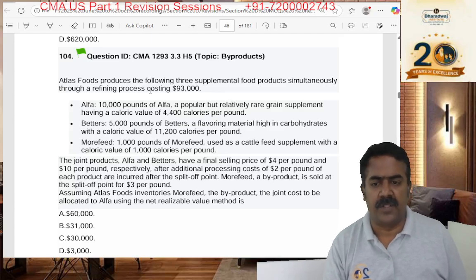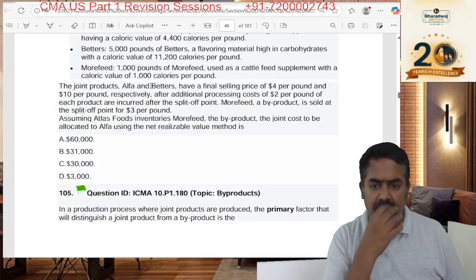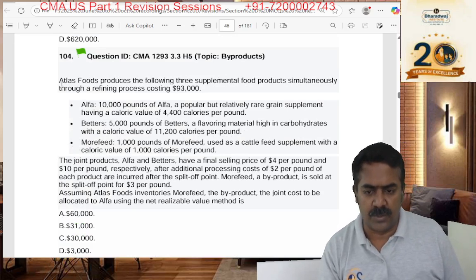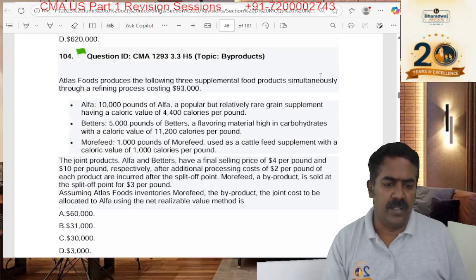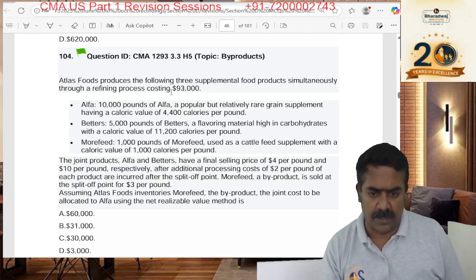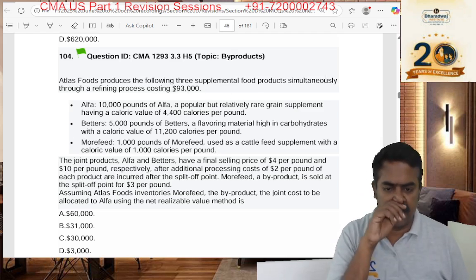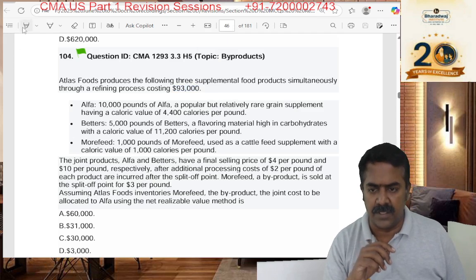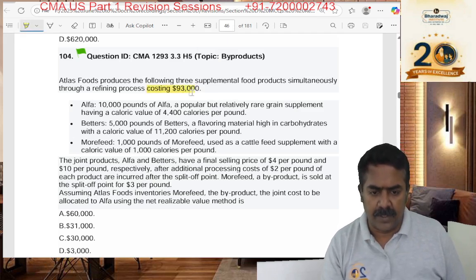So last class we have done up to question number 103. Let us go to question number 104. The following supplemental products are produced simultaneously through a refining process. Joint costing of 93,000 is given to us.